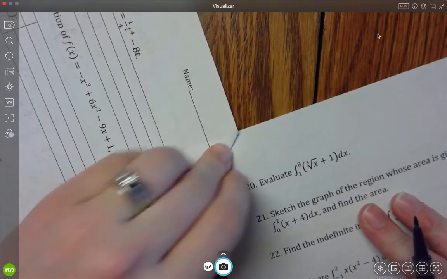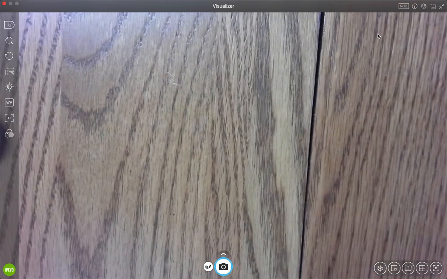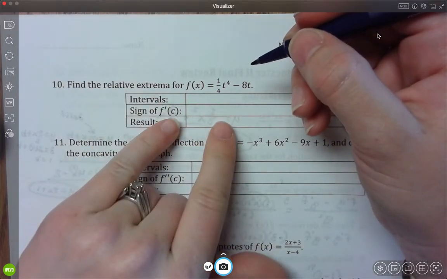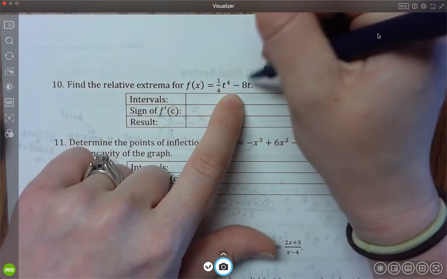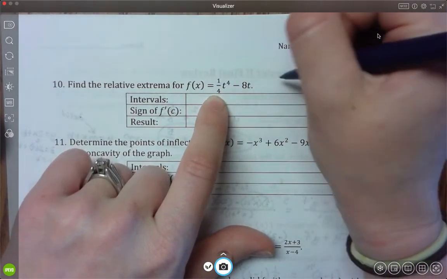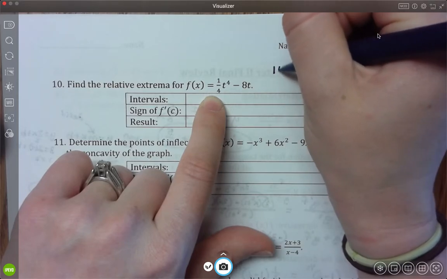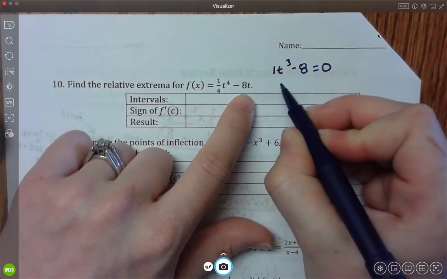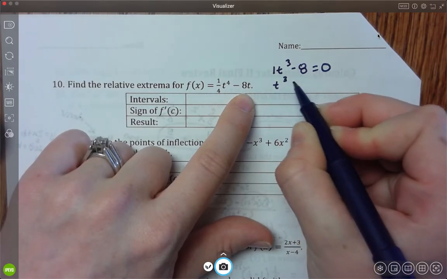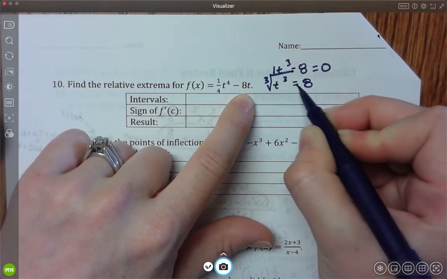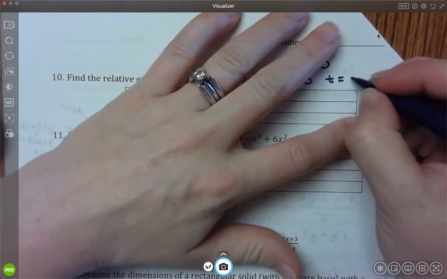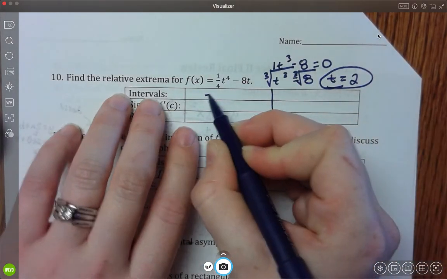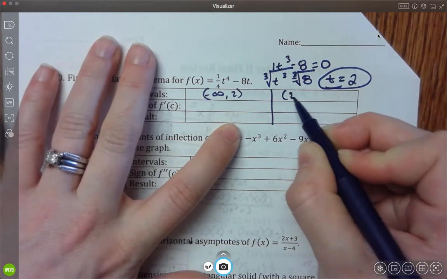This one is going to be a find the relative extrema. Same type of thing, except now we're doing the maxes and mins as well. So let's take this function and take its first derivative. If I multiply the 4 down in front, it will be just t to the third power minus 8. If I set it equal to 0, I can add the 8 to the other side, so t cubed is equal to 8, and take the cubic root. The cubic root of 8 is just 2. It's not plus and minus 2 because it's a cubic root. So my two intervals go from negative infinity to 2, and from 2 to infinity.